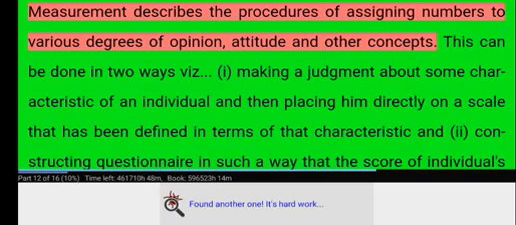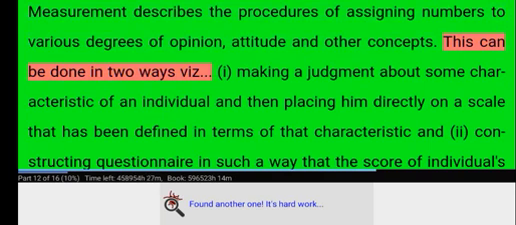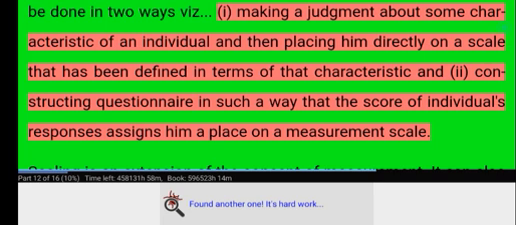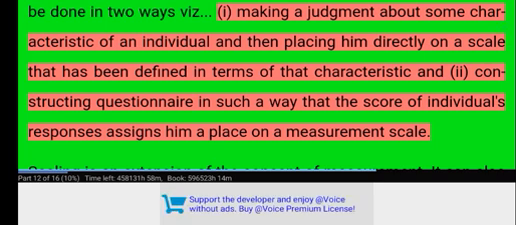Measurement describes the procedures of assigning numbers to various degrees of opinion, attitude and other concepts. This can be done in two ways, viz. 1. Making a judgment about some characteristic of an individual and then placing him directly on a scale that has been defined in terms of that characteristic, and 2. Constructing a questionnaire in such a way that the score of individual's responses assigns him a place on a measurement scale.